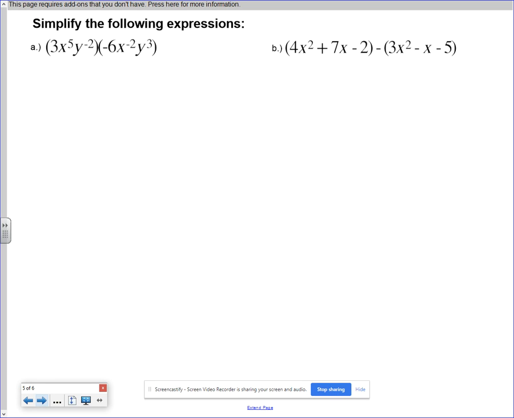So now let's go ahead and simplify the following expressions. Looking at the first one, we have 3x to the 5th, y to the negative 2, times the quantity negative 6x to the negative 2, y cubed. I'm just going to break this up like I have been doing. So let's take a look at our numbers. We have 3 times negative 6, and we know 3 times negative 6 is negative 18. Now we'll take x to the 5th times x to the negative 2.